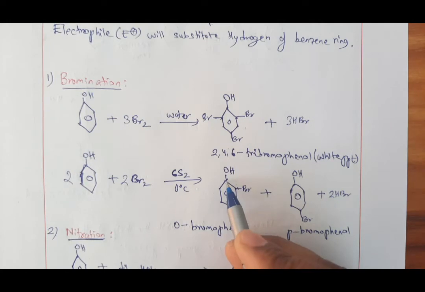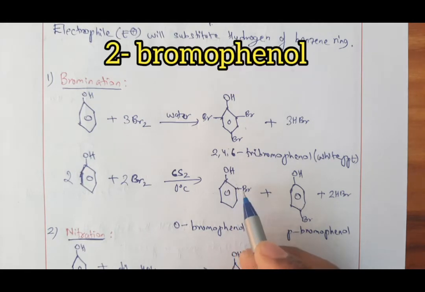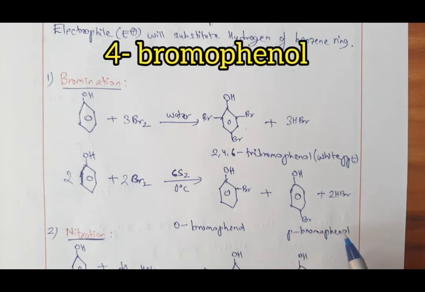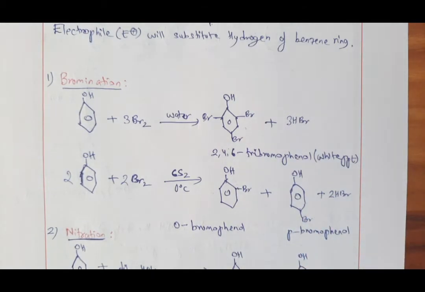But instead of saying ortho, you can count from here: 1, 2. So you can say 2-bromophenol. Similarly, instead of saying para-bromophenol, you can count 1, 2, 3, 4, so you can say 4-bromophenol. Both are the same. So do remember, and read the question properly when this question comes in the exam.